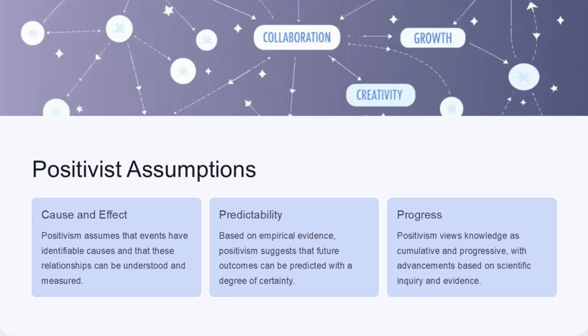Positivism assumes that events have identifiable causes that can be understood and measured through empirical observation and scientific inquiry. Based on this view, positivism suggests that future outcomes can be predicted with a degree of certainty, given enough empirical evidence. Positivism sees knowledge as cumulative and progressive, with advancements built upon systematic, evidence-based research. This aligns with the view that scientific investigation can uncover objective truths about the world, which can then be used to make reliable predictions and drive progress.